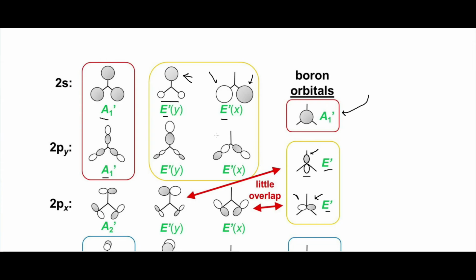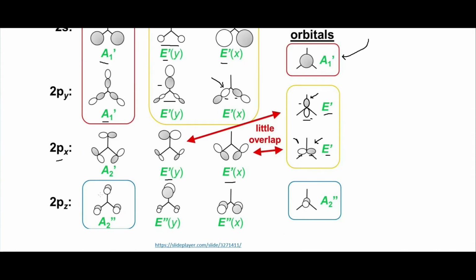Then the same for the 2py, where the white one here will bond with this white one here, this dark one with this dark one, this dark one here with this dark, and this light here with these two light right there. Then this figure is saying that there is a little bit of overlap with these two E primes right here for the 2px orbital. Then we have our 2pz here, so we have our A2 double prime. This will form sort of a partial bonding with this A2 double prime right here.